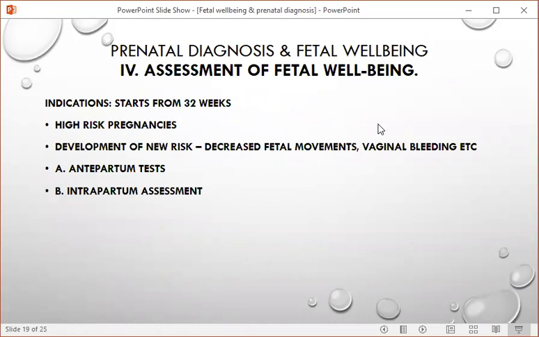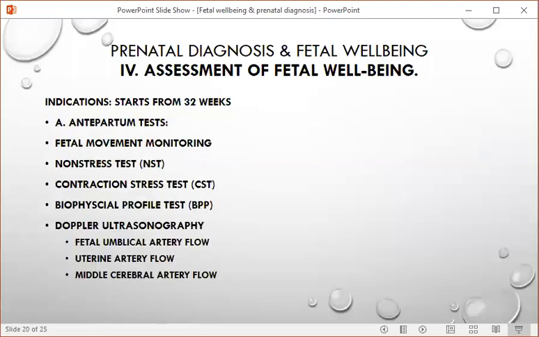Coming to the assessment, fetal well-being assessment is done as antepartum and intrapartum assessments. It usually starts from 32 weeks, because for assessment of fetal well-being the fetus should be mature enough. That is why it is applicable after 32 weeks of gestational age for high-risk pregnancies like diabetes and hypertension, or if the mother develops a new risk during pregnancy or delivery, like decreased fetal movements or vaginal bleeding. So what are the antepartum tests and what are the intrapartum tests?